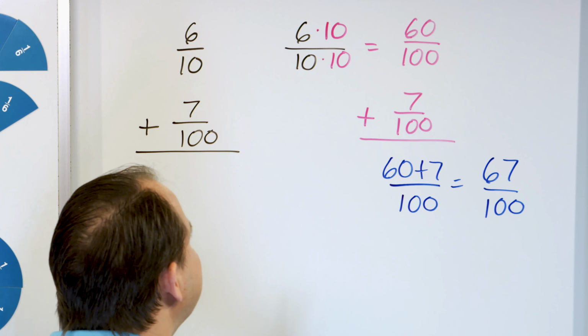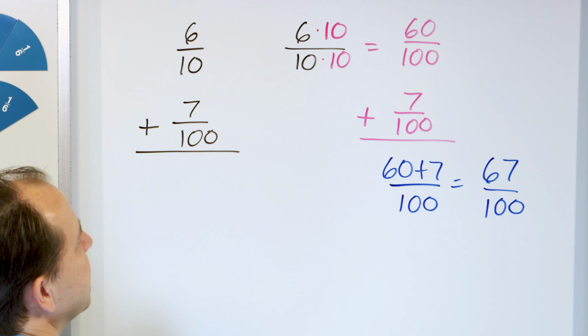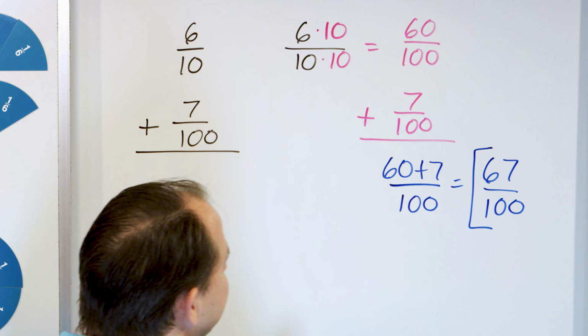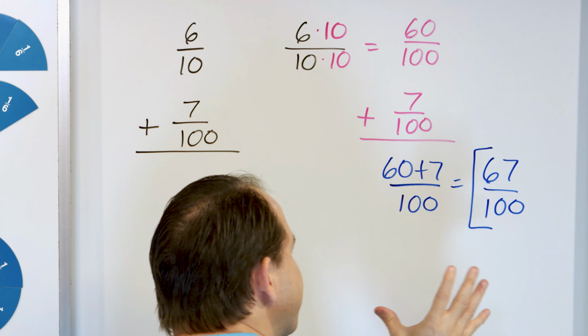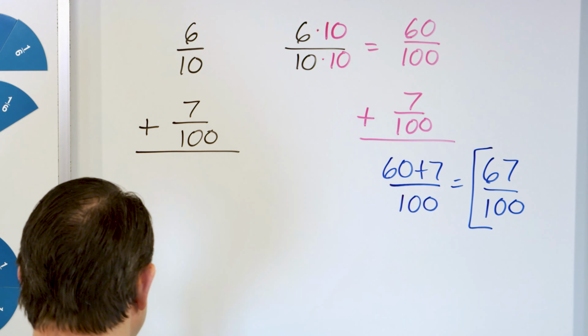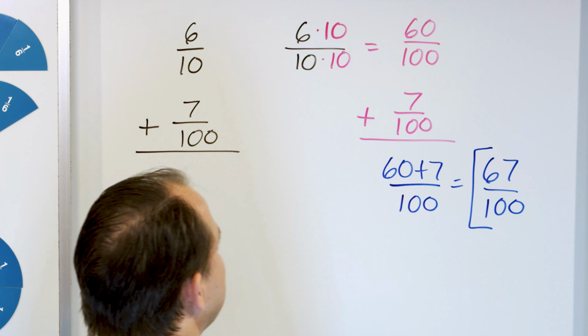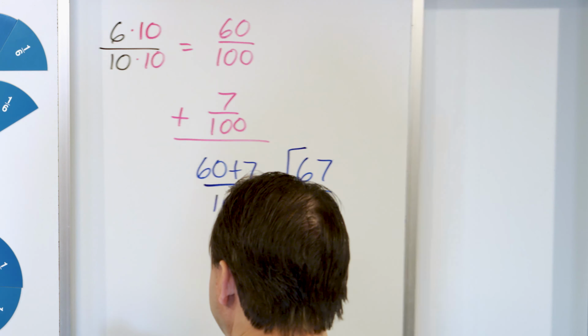67/100. Then you say, can I divide top and bottom by something to make this simpler? And you really can't. This is an odd number, this is an even number. There's no number I can think of to divide the top and the bottom by the same exact number to make it any simpler. So that is the final answer to that problem.